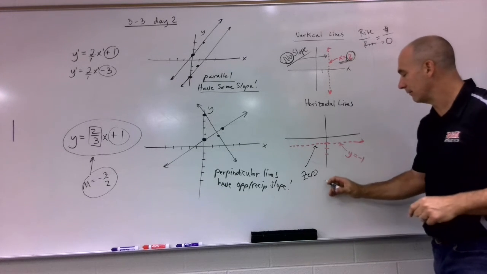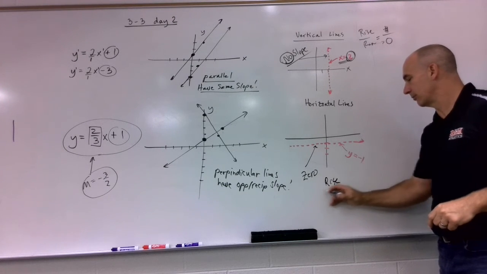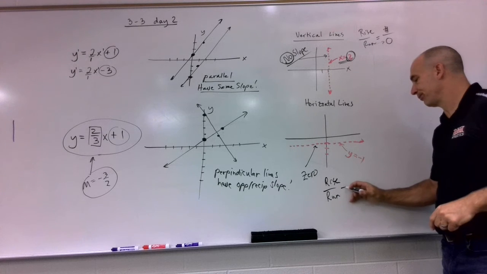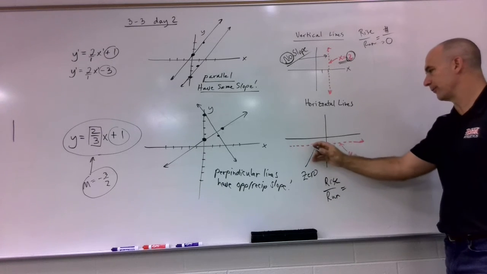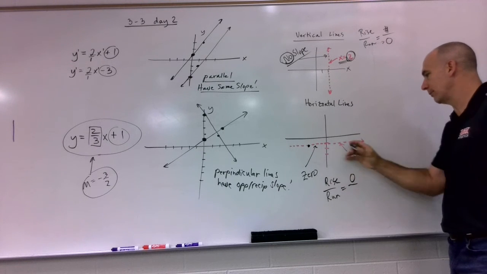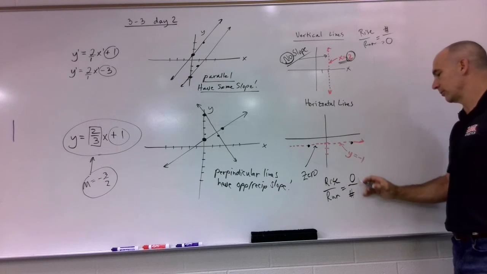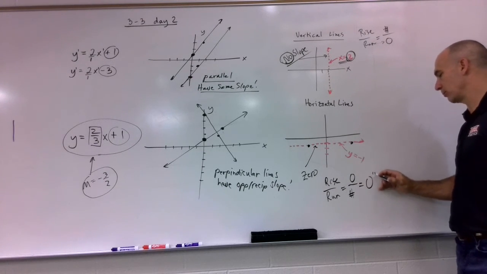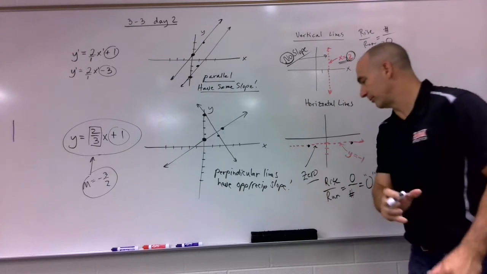But mathematically, remember this is rise over run. What's the rise? Well, from this random point to that random point, there is no rise. Run, sure. What's 0 divided by any number? 0. That's why we spell it out and say 0 slope.